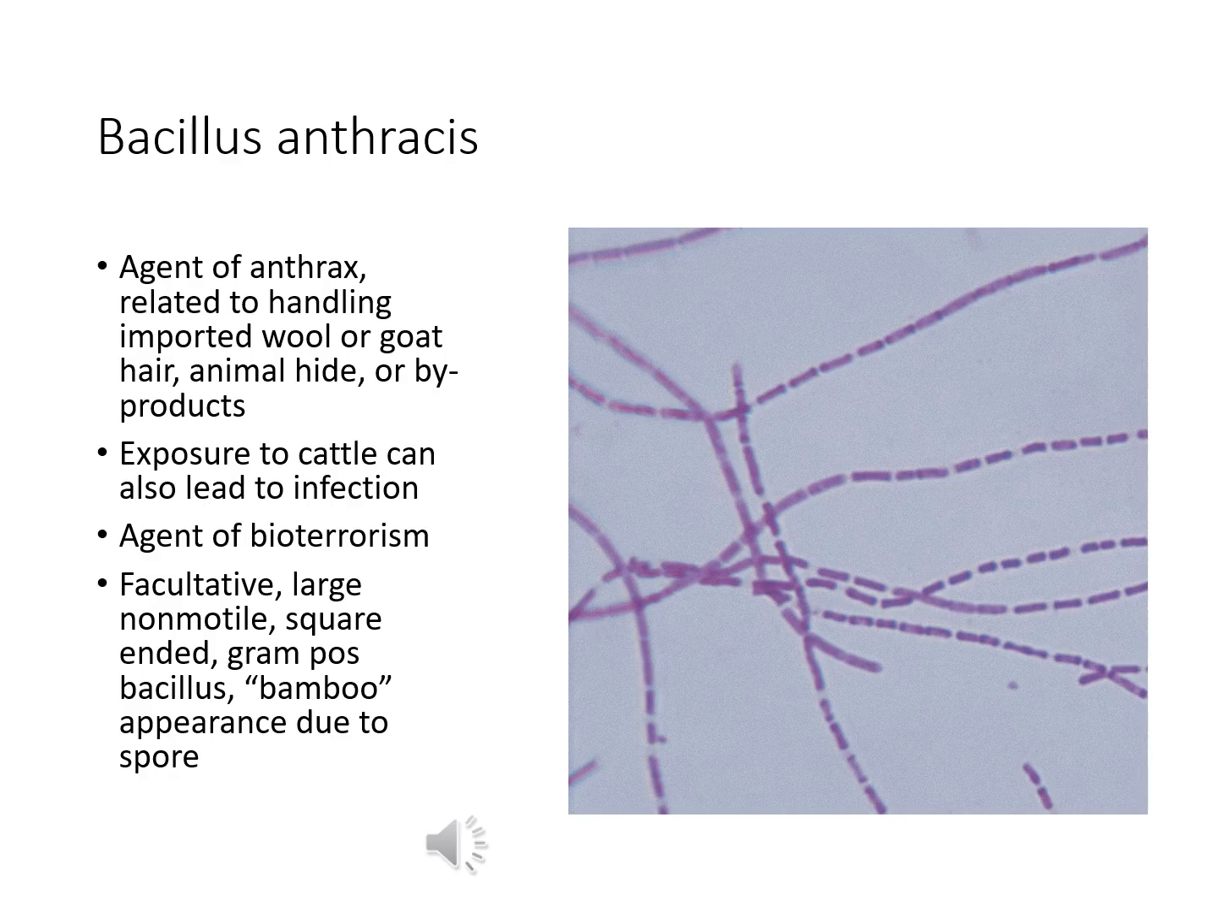This is a facultative, large, non-motile, square-ended gram-positive bacillus, as you can see in the picture. Oftentimes it is described as having a bamboo appearance because of the spore. If you look at the picture, you can see those little clearings, and that would be where the spore is located.